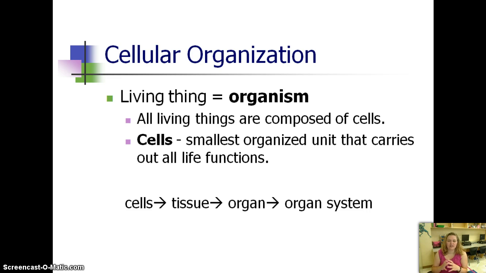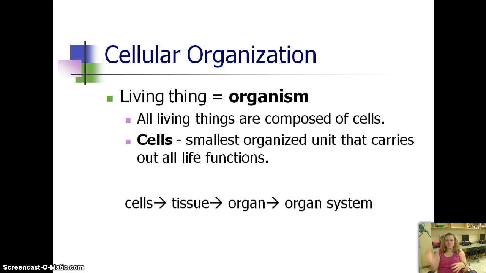First off, cellular organization. Any living thing is called an organism, okay? All living things are composed of cells, and cells are the smallest organized unit that carries out life functions. And whenever we talk about cells, we also have to talk about the hierarchy of cells. So if we take a whole bunch of cells and put them all together, we get tissues. Then we take those tissues and put them together, so maybe some stomach tissues. We put them together, we get a stomach or an organ.